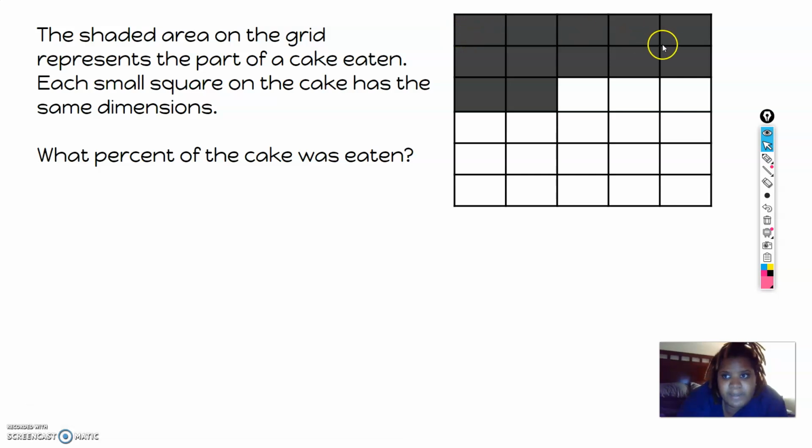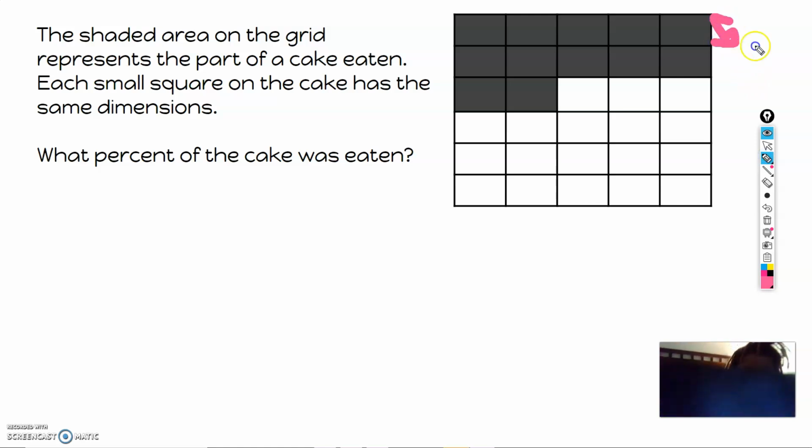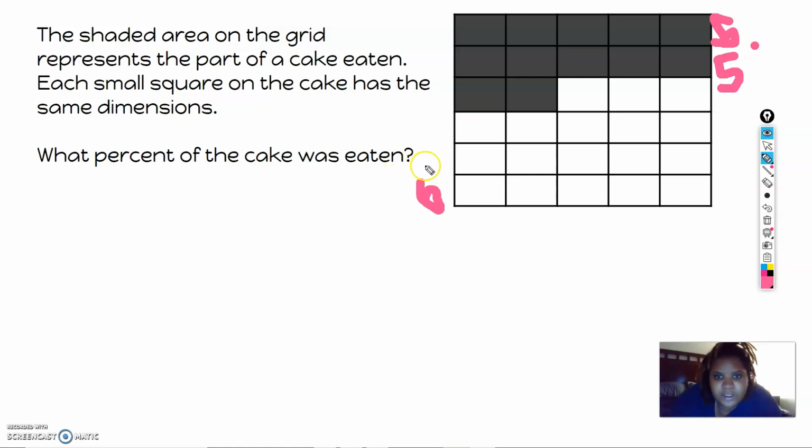Okay, so first I'm going to look at my grid. I need to figure out how many squares there are in total anyways. So I'm going to count 1, 2, 3, 4, 5. I know that there's 5 going horizontally. Sorry, that's my cat. 1, 2, 3, 4, 5, 6. 6 going vertically. 5 times 6 is 30. So there's 30 pieces of cake.